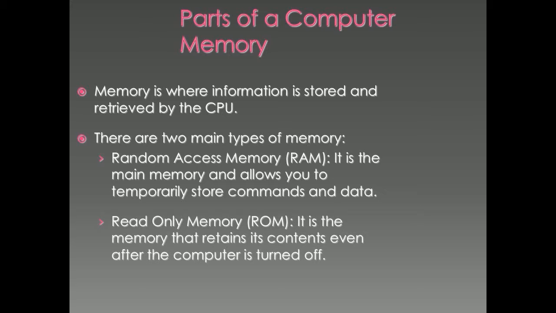There are 2 main types of memory. Random access memory, RAM, is the main memory and allows you to temporarily store commands and data. The CPU reads data and commands from RAM to perform specific tasks. RAM is volatile, which means it is available only while the computer is turned on. The contents of RAM must be copied to a storage device if you want to save the data in the RAM. Read-only memory, ROM, is the memory that retains its contents even after the computer is turned off.